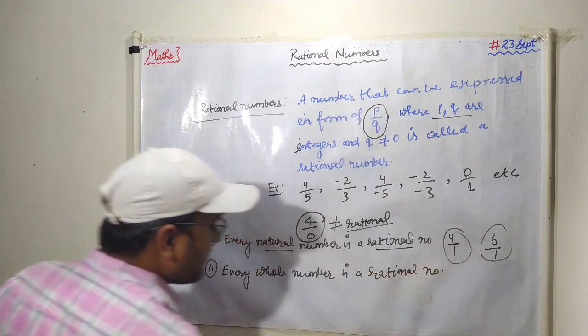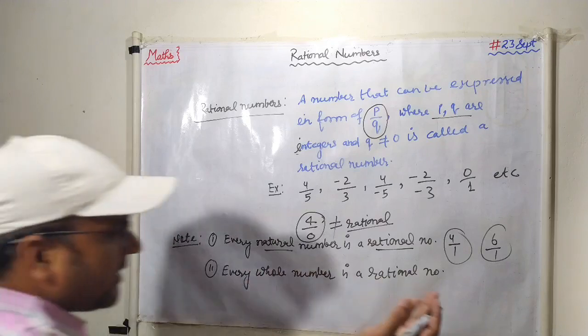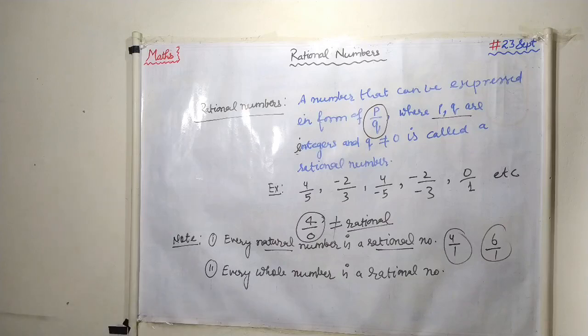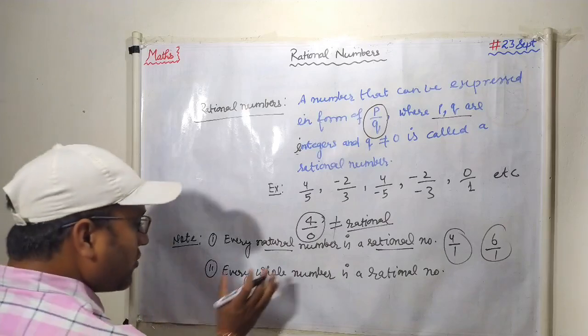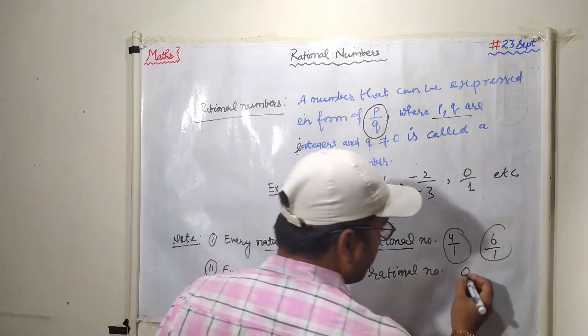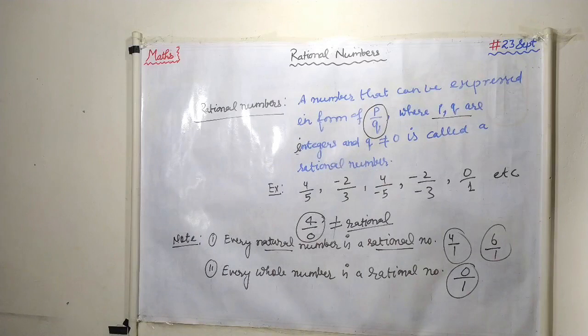Okay, every whole number is a rational number. It is the same: any whole number you take, put it upon 1, and that is also a rational number. And 0 is a special type of number. 0 upon 1 is also a rational number. Okay, students.